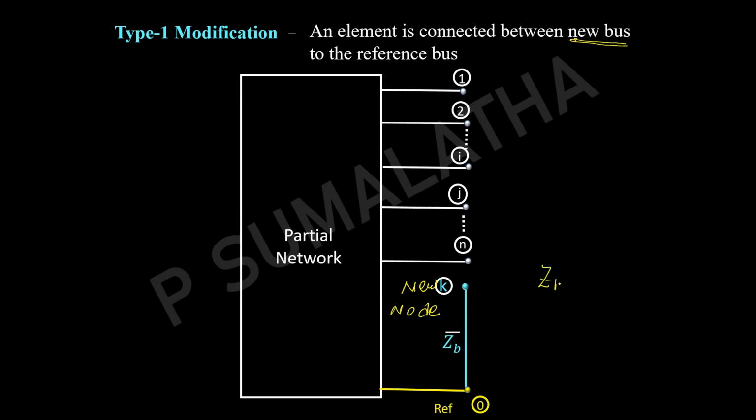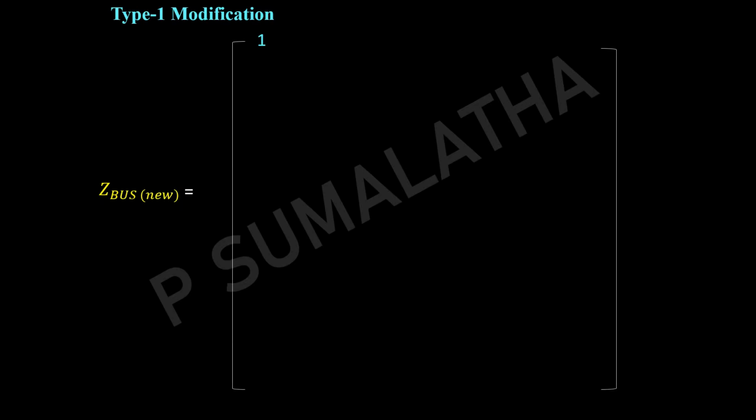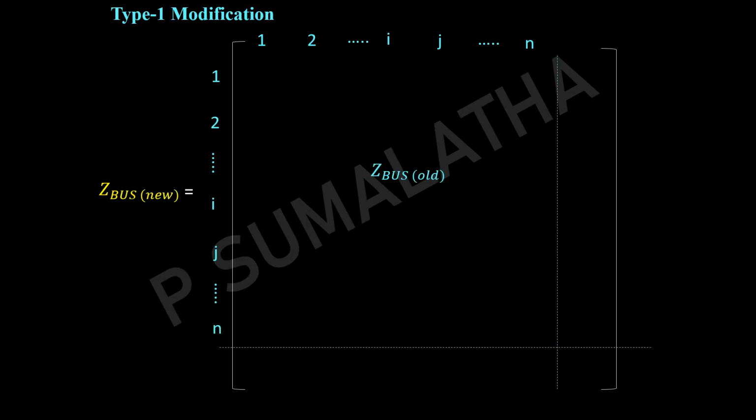Now how are we going to incorporate this kth node into the already existing Z bus old? If you add this kth node into this Z bus, you will get the Z bus new matrix. Let us see that. So Z bus new equals, we already have the Z bus old matrix, which is formed between the 1 to n number of nodes. That matrix is called the Z bus old because it already exists in the network. Now we have brought in another node, which is the kth node, so that we have to add.